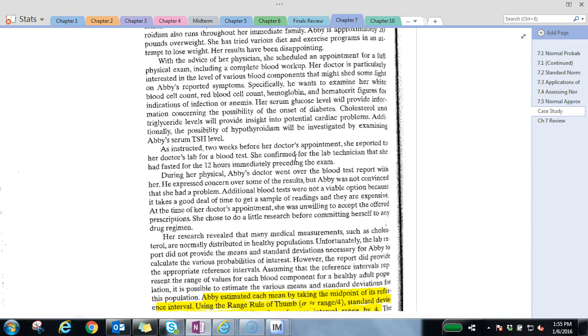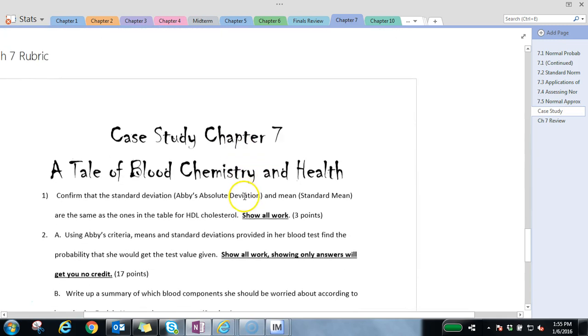Now again, not assuming that you did the calculations right. You're assuming something from the study, that we could do this. And what limitations were there? We'll read what Abby did and what the whole thing was about. Then we look at question number 1.